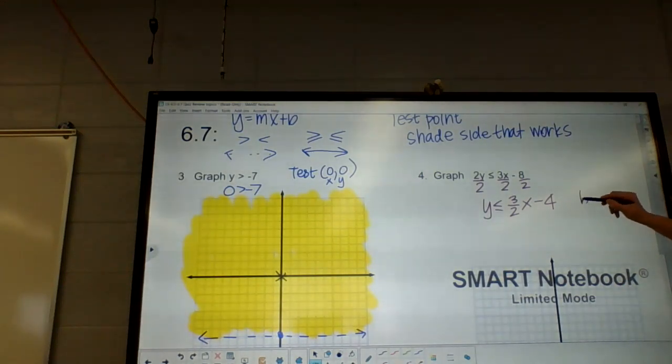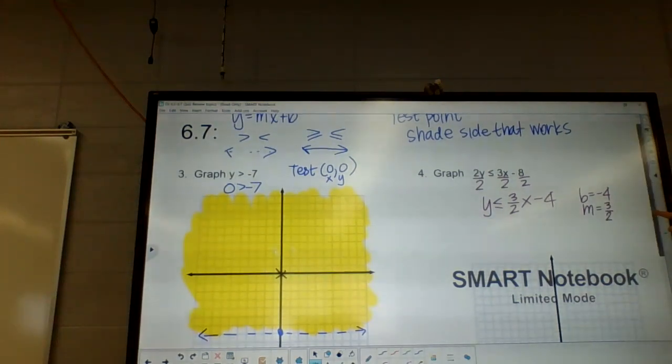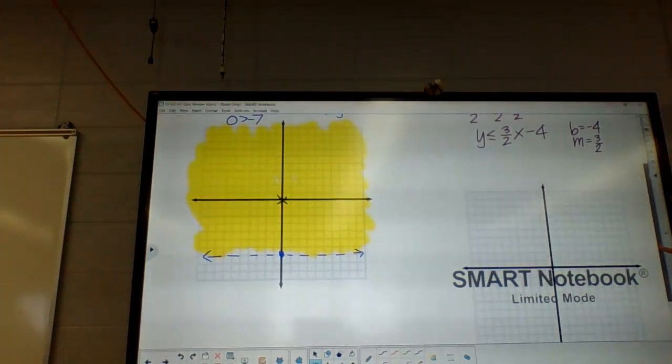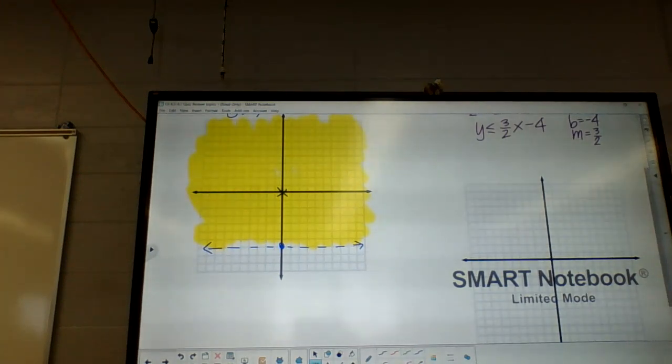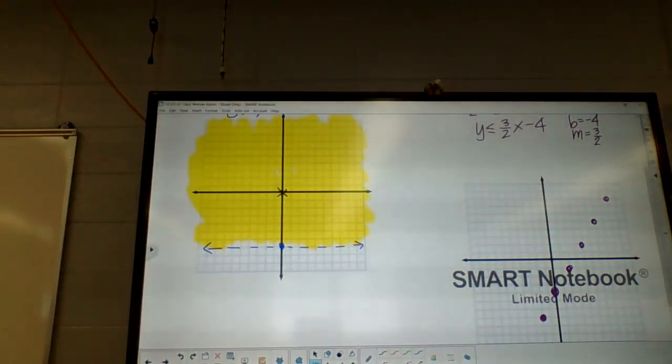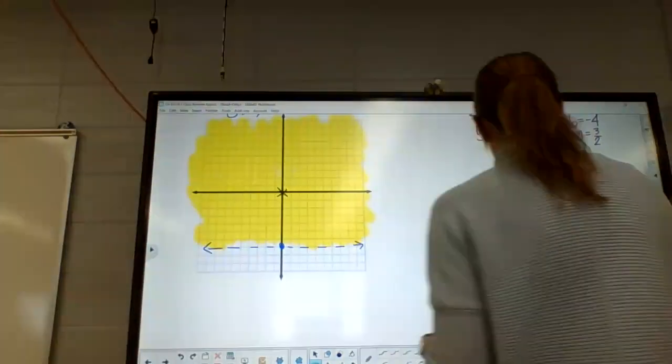Now this one's going to begin at -4, and my slope is going to be 3 over 2. So we're going to begin at -4, down here on the y-axis, and I'm going to go up 3 and over 2. Up 3 and over 2. Down 3, back 2. Now this time it's a solid line, so I can connect the dots. So I can make that a solid line here.